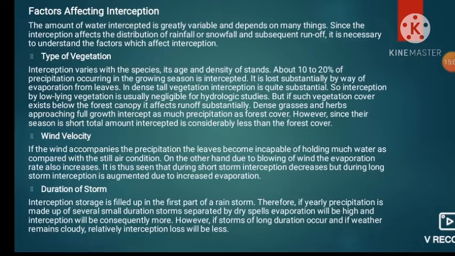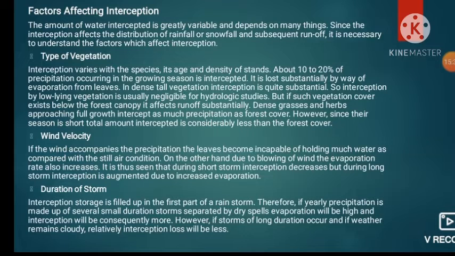Duration of storm. Interception storage is filled up in the first part of a rainstorm. Therefore, if yearly precipitation is made up of several small duration storms separated by dry spells, evaporation will be high and interception will be consequently more. However, if storms of long duration occur and if the weather remains cloudy, relatively interception loss will be less.